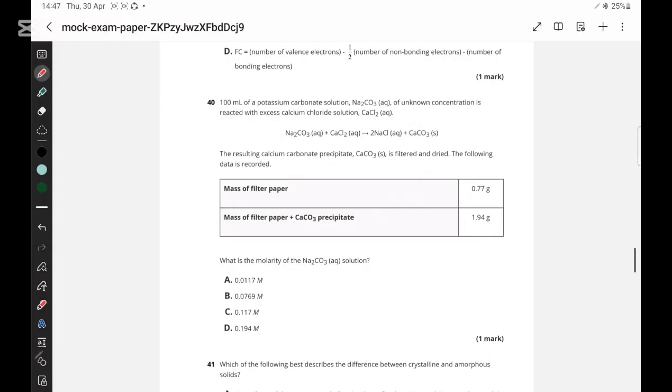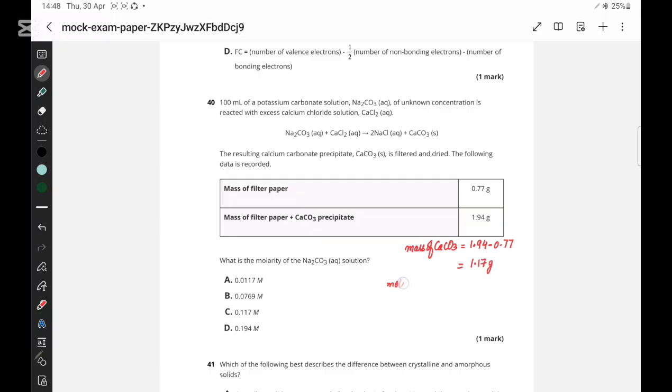Next part, 40, 100 milliliter of sodium carbonate of an unknown concentration is reacted with excess calcium chloride solution. The resulting calcium carbonate precipitate is filtered and dried. The following data is recorded. So first of all, you need to find the mass of calcium carbonate. This is the mass of filter paper plus calcium carbonate precipitate, so I am going to find it by subtracting them. 1.94 minus 0.77, so that comes out to be 1.17 grams.